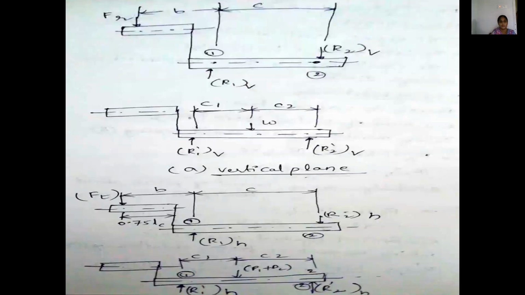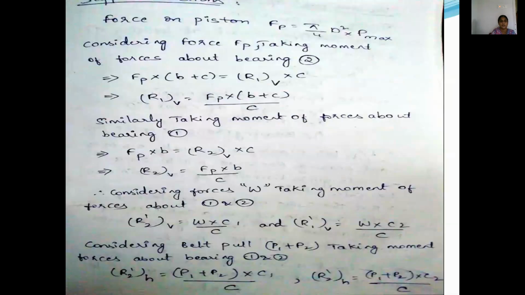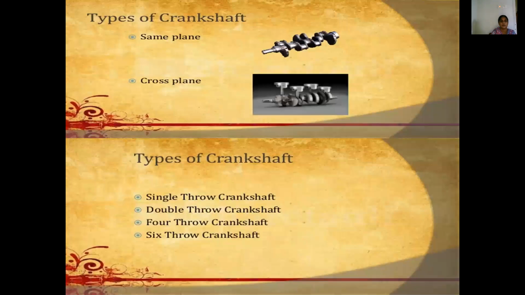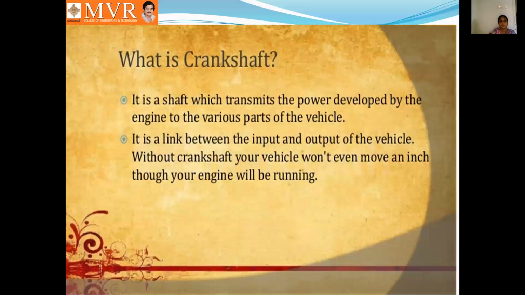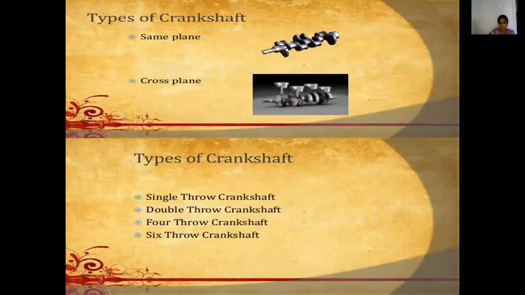from the first onwards, we will once revise what we have taught in the previous classes. Okay, we are learning about the crankshaft, the design process of the crankshaft. That's why we should know what is meant by crankshaft. What is crankshaft? Crankshaft is nothing but a shaft which transmits the power developed by the engine to the various parts of the vehicle. It is a link between the input and output of the vehicle. Without crankshaft, our vehicle won't even move an inch, though our engine will be running.